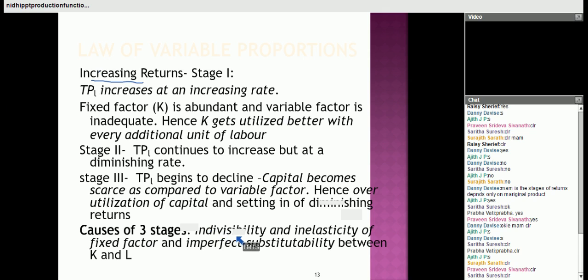And what are the causes of the 3 stages? One is indivisibility and inelasticity of the fixed factor. The fixed factors, that is land and capital, are indivisible and they are inelastic. They cannot be varied. Inelastic means they cannot be changed over a period of time, unlike labor, which can be changed. And then they are imperfect substitutes of each other. Capital and labor cannot be substituted for each other. If there is a task that has to be done by labor only, we can just use labor for that work. We cannot use machinery because the machine is not going to work. So these are the basic reasons why these laws operate.